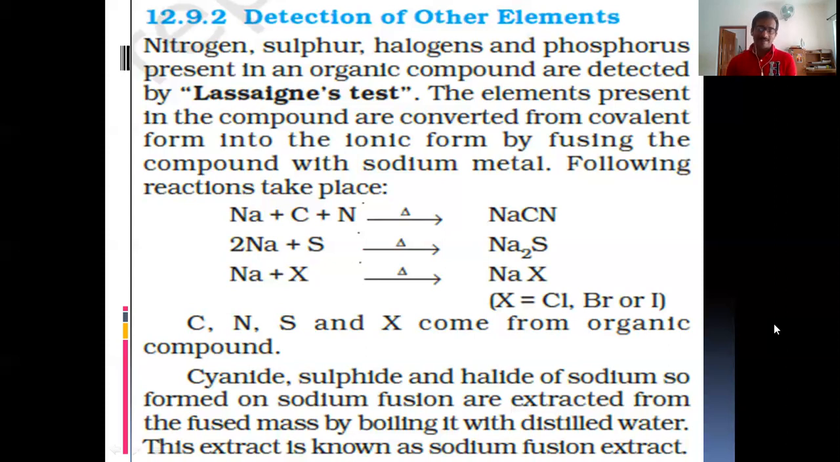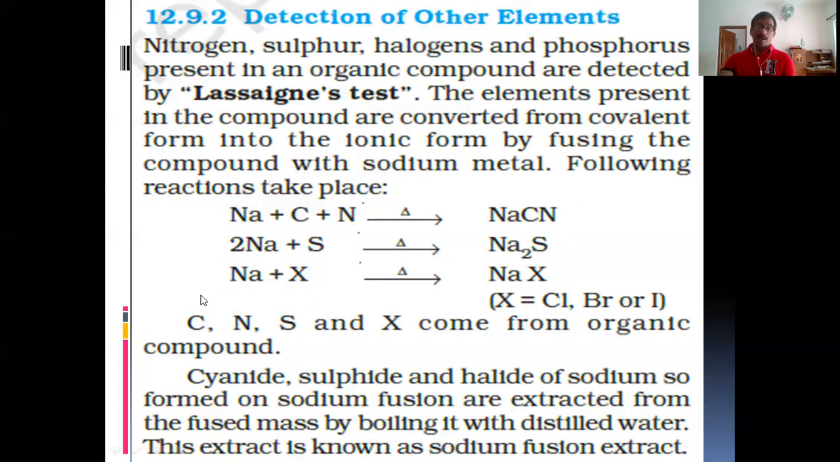In Lassaigne's extract, if carbon and nitrogen are present, they will combine with the sodium to form sodium cyanide. If sulfur is present, it will combine with the sodium to form sodium sulfide, Na2S. If halogens are present, they will combine with the sodium to form sodium halide, for example sodium chloride, NaCl, sodium bromide, NaBr, and sodium iodide, NaI.